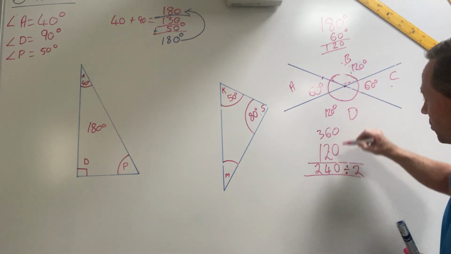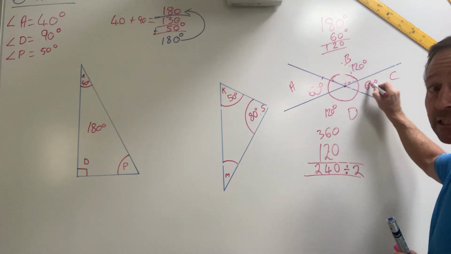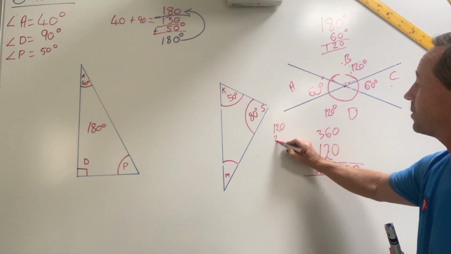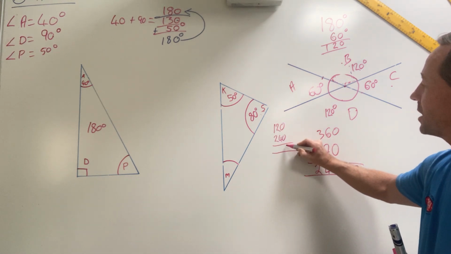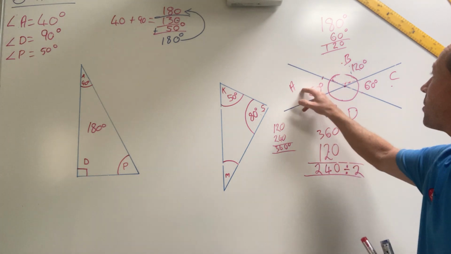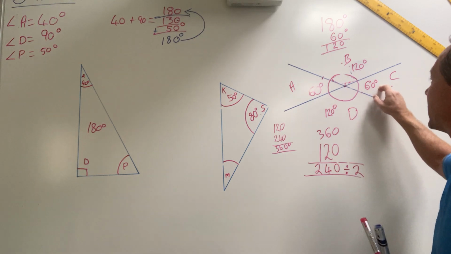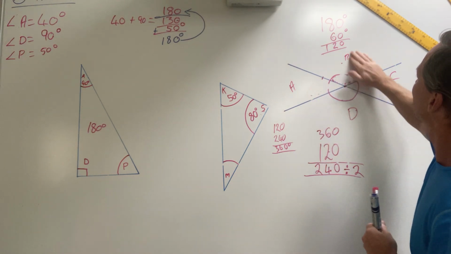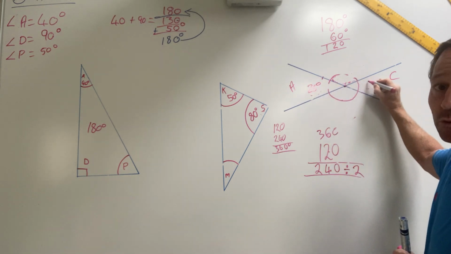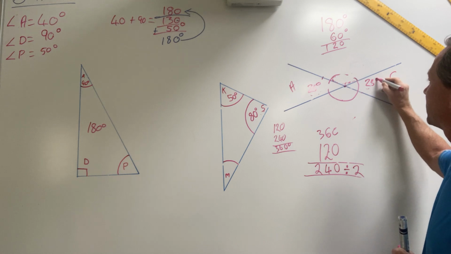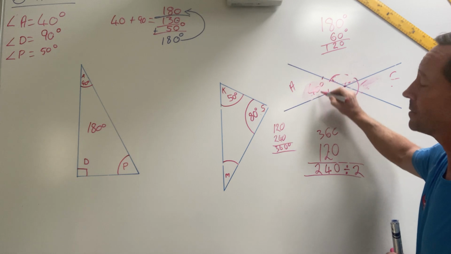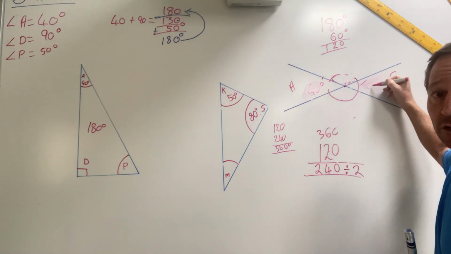120 plus 120 is 240. 60 plus 60 is 120. If I add 120 plus 240, it should give me 360 degrees. So vertically opposite angles are equal, always equal. So if this one here was 25 degrees, this one will be 25 degrees. If this one was 40 degrees, this one would be 40 degrees.